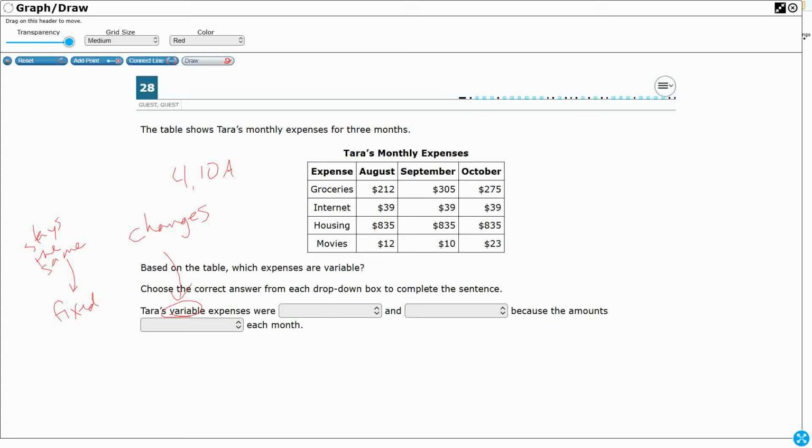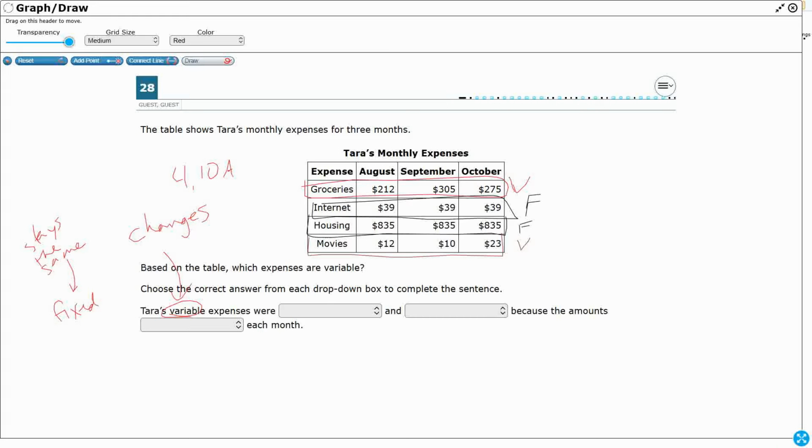So what changes? Well, look at these groceries. That's variable because it changes: 212, 305, 275. This is going to be fixed. Let's put black around this because look, 39, 39, 39. We'll put an F right there. Housing, your rent or your mortgage payment, fixed: 835, 835, 835. But going to see the movies depends on whether you go out and whether there's a good movie or not. Those are variable.